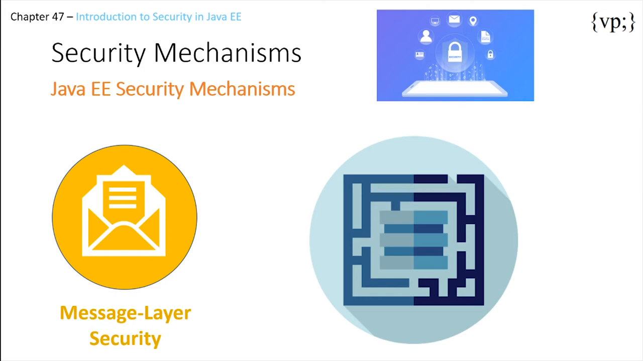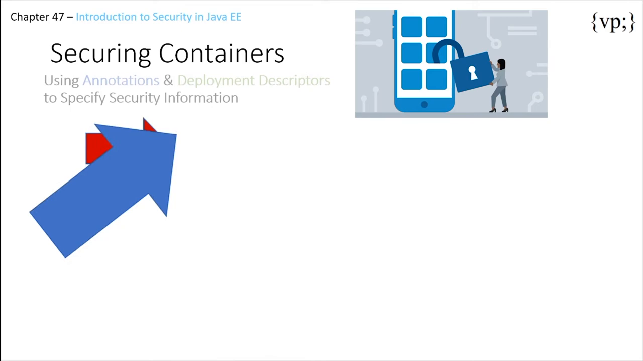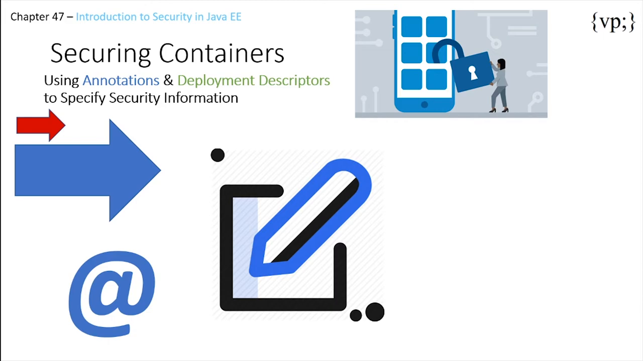Now, in Java EE, there are two ways to secure a container. Either you can do it declaratively or the programmatic way. In the declarative way, we use annotations and deployment descriptors to specify security information. Annotations are the most common way to specify security information declaratively. As a Java developer, it is so satisfying to deal with a security problem right then and there in the code. So I don't blame you if you use annotations mostly, just like I do.